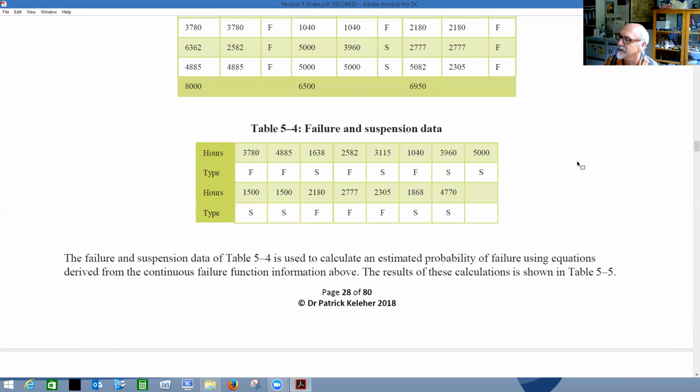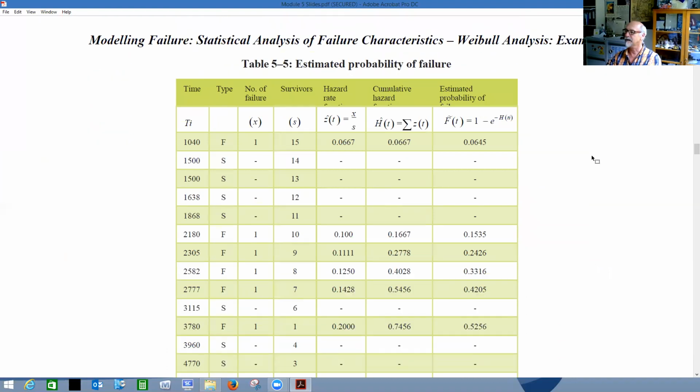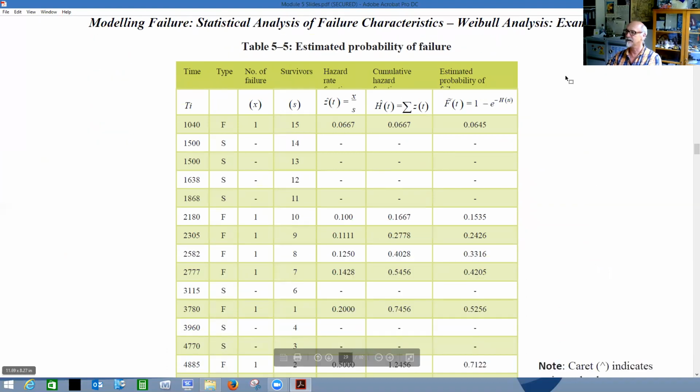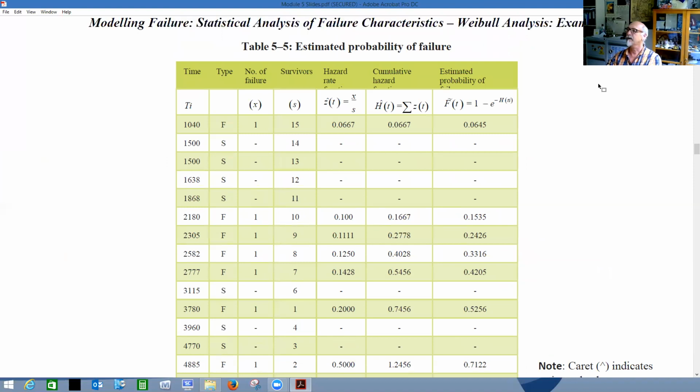So the failure and suspension data of table 5.4 is used to calculate an estimated probability of failure using the equations derived from the continuous failure function information above. The results of the calculations are here. So you go back to your calculation. So again, as I say, either you do these calculations or a manufacturer has done it. But in this case here, we're starting to analyse, obviously, what's happening on site. Sometimes the manufacturer might give you some examples so that they can help you with your maintenance strategy.